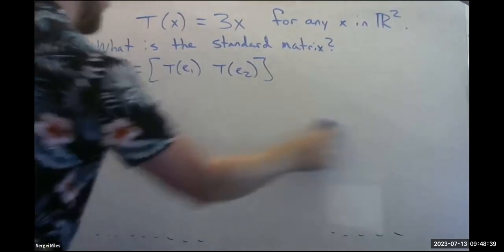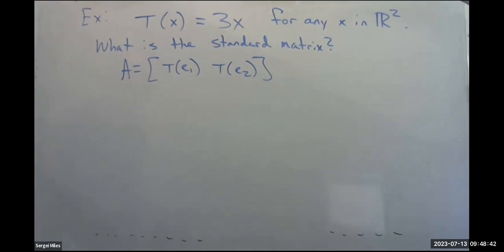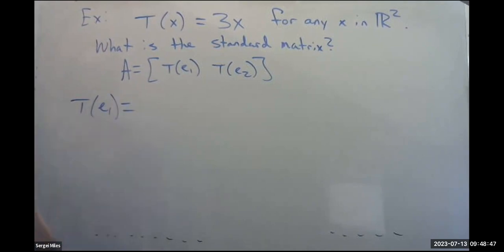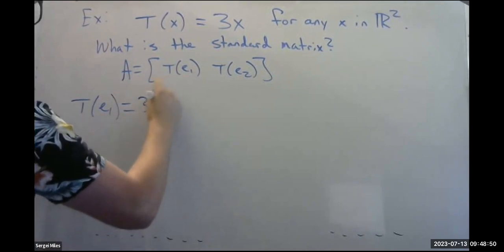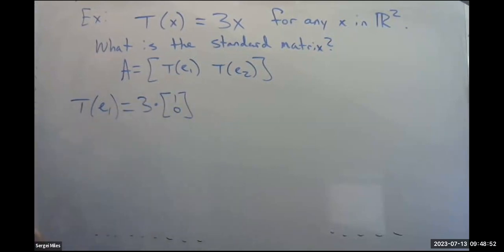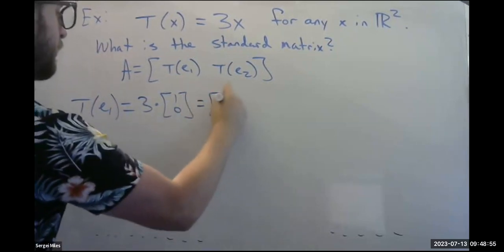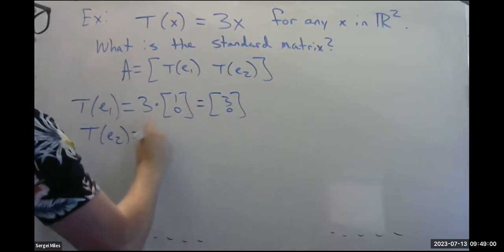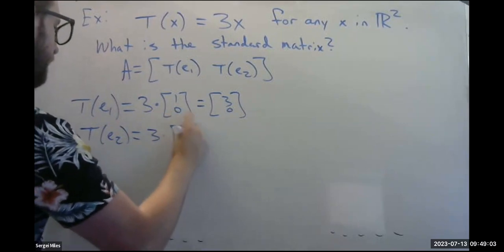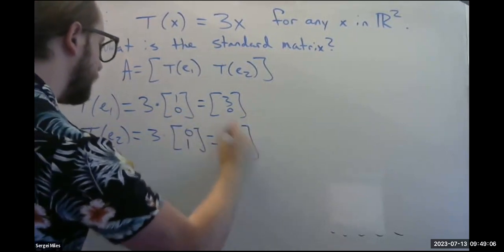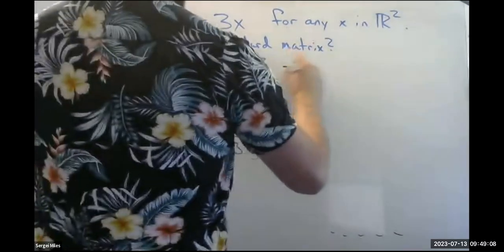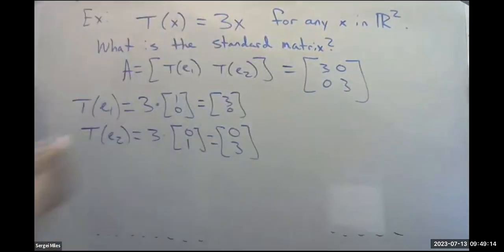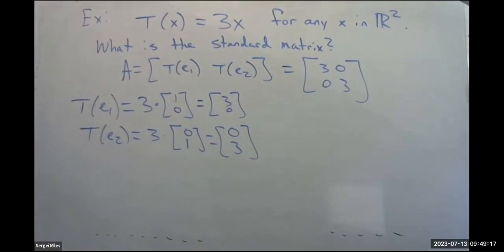Well, now we can just use that theorem we had from before. I need to figure out, what is T of e1? Well, T of e1 is going to be 3 times the first column of the identity matrix. That's 3, 0. T of e2 is going to be 3 times the second column of the identity matrix. That's just 0, 3. In other words, my matrix A looks the same as my identity matrix, except it's been multiplied by 3.